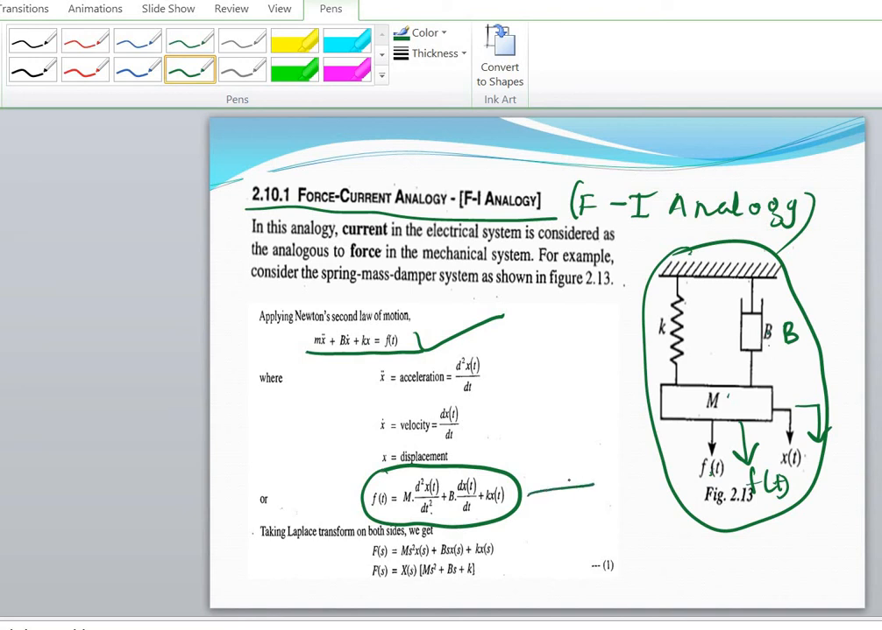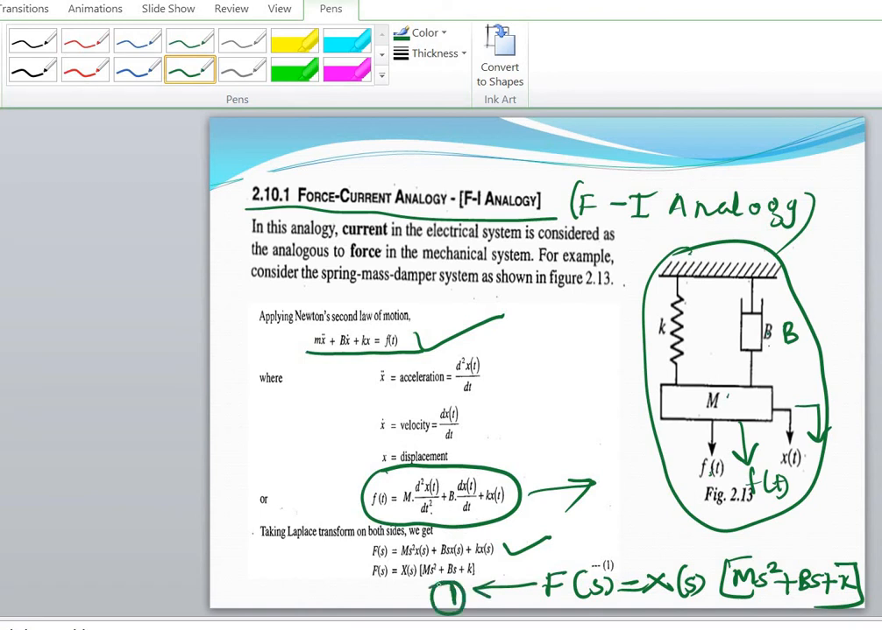Taking the Laplace transform of this equation, we can write F of s equals m s square X of s plus b s X of s plus k X of s. Taking X of s out, F of s equals X of s into the bracket m s square plus b s plus k. This we have already done in the transfer function model. Let us call this equation 1.